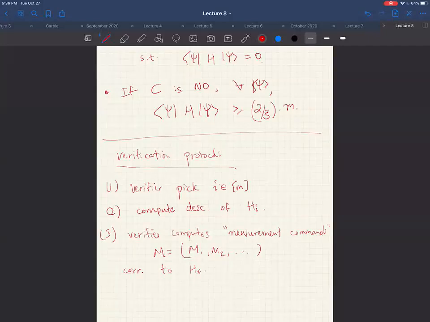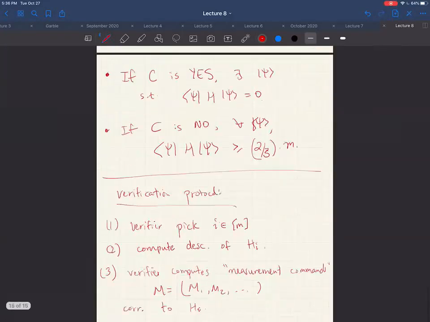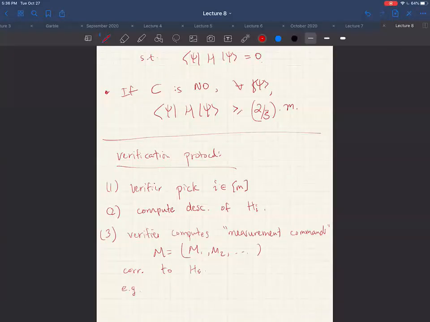Sorry, just a second. So for this example that I wrote here, there's |0><0|, |+><+|, all the way to |-><-|. This first one would be measuring in the Z basis. i2 would be measuring in the X basis. And the last one would be measuring in the X basis.